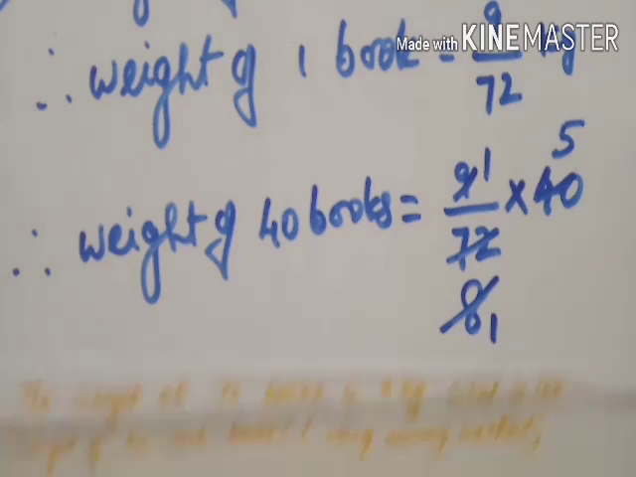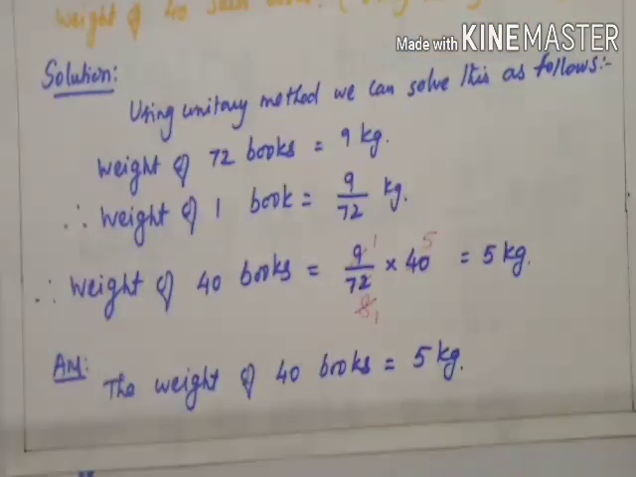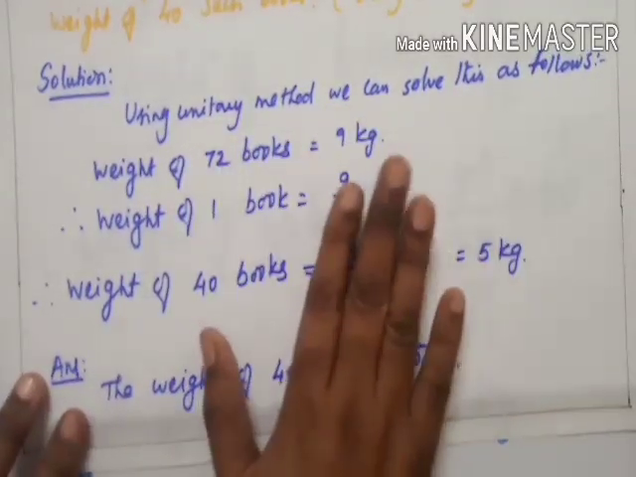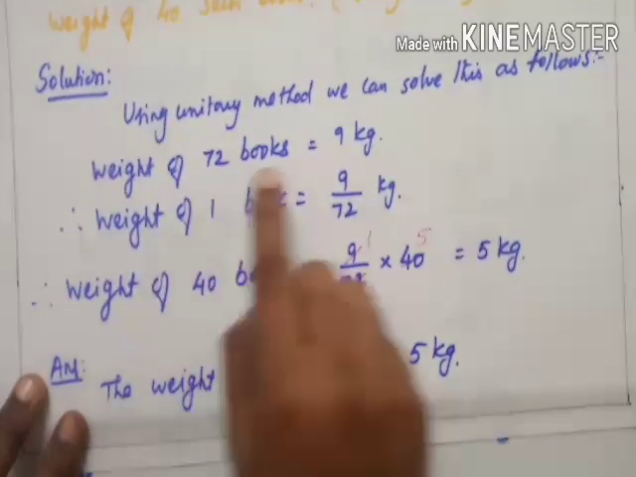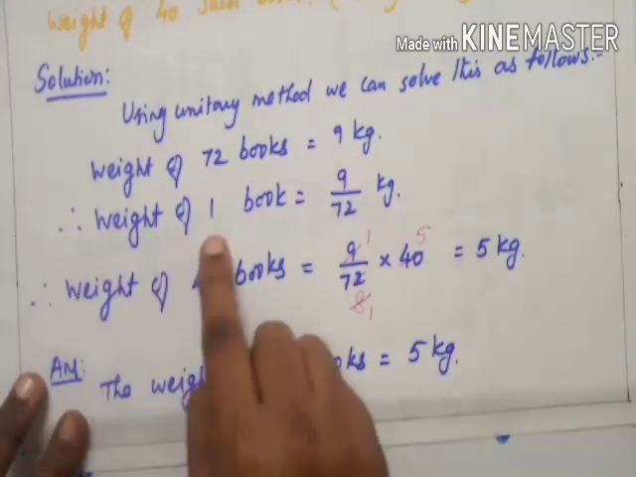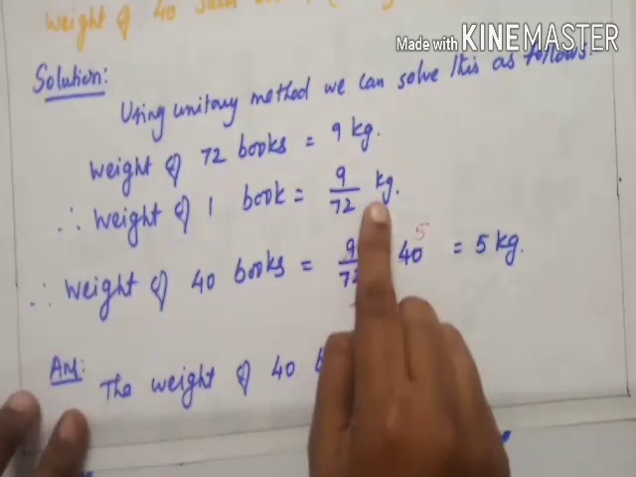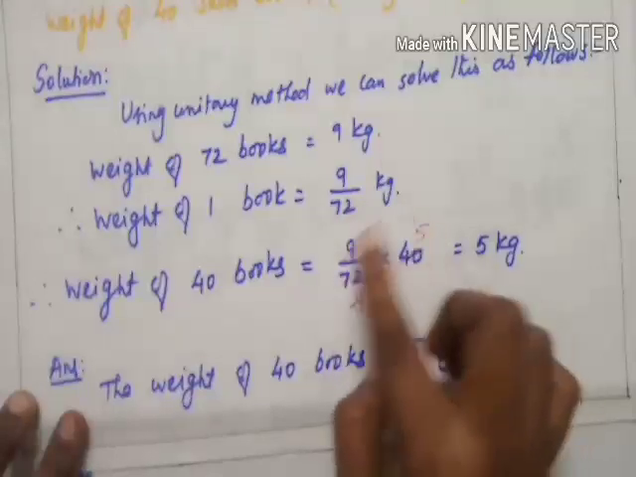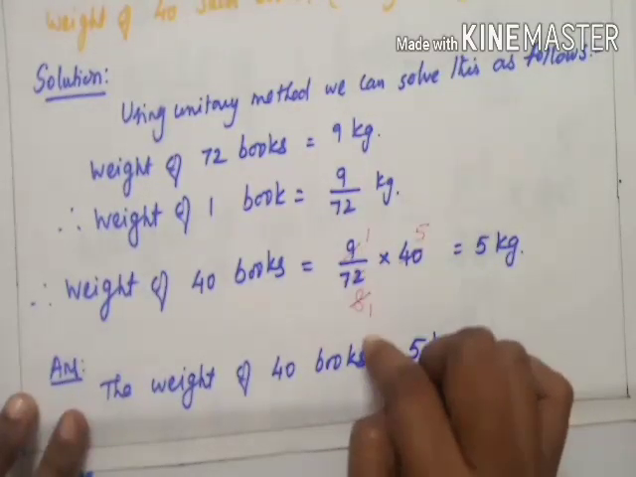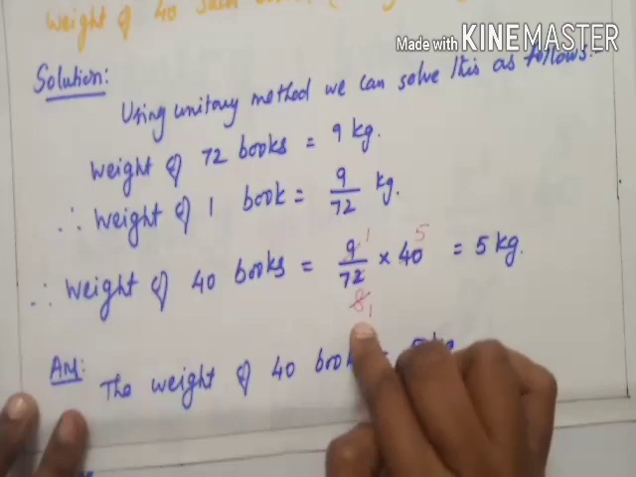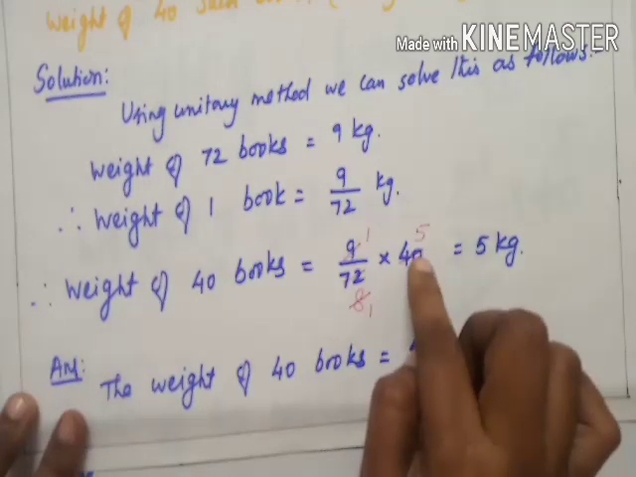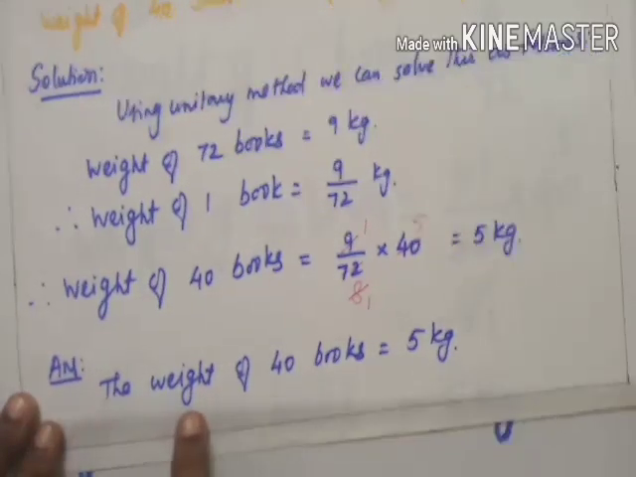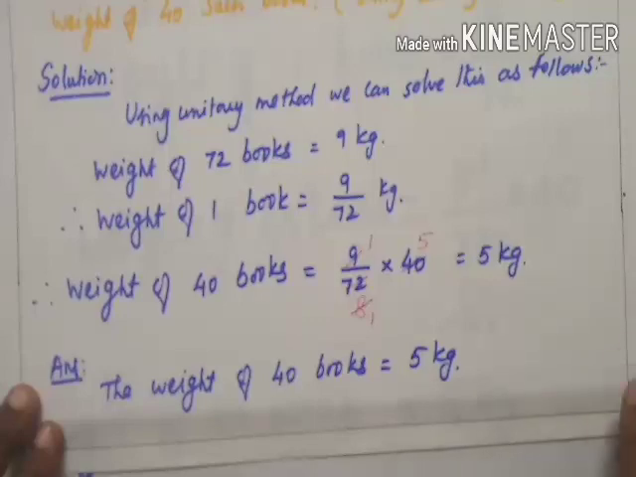Listen one more time. Very simple sums. That is the unitary method. The weight of 72 books is 9 kilogram. Therefore the weight of one book is 9 by 72 kilogram. Therefore the weight of 40 books is 9 by 72 into 40. Do the simplification: 1 9 is 9, 8 9s are 72. Cancel with the 8th table: 1 8 is 8, 5 8s are 40. So 1 into 5 is 5, divided by 1, 5 kg. The answer: the weight of 40 books is equal to 5 kilogram.